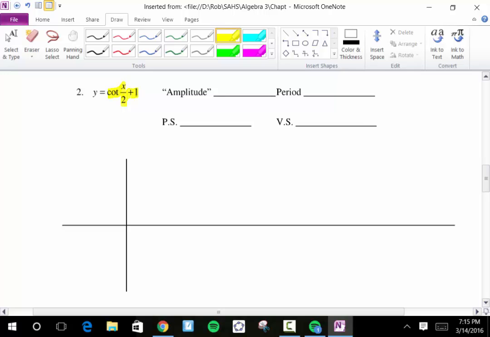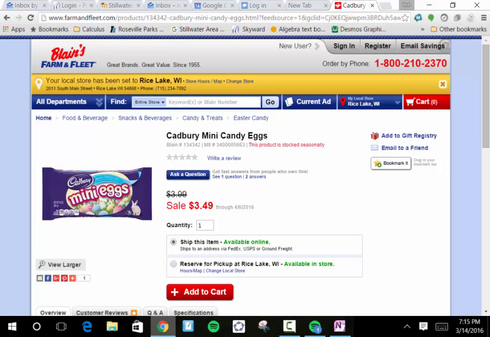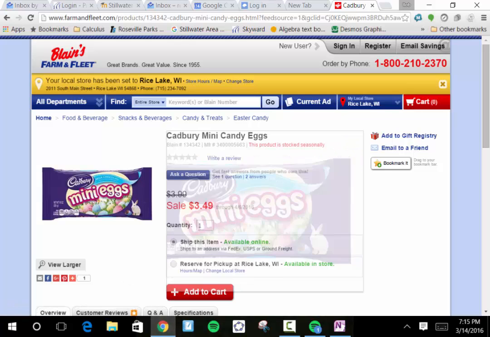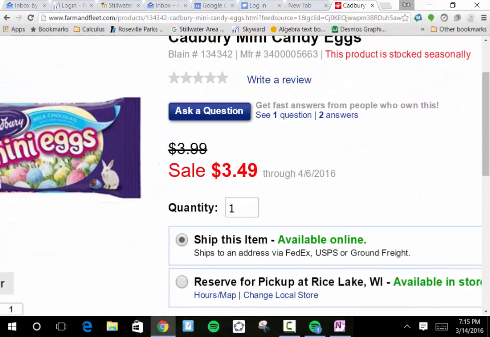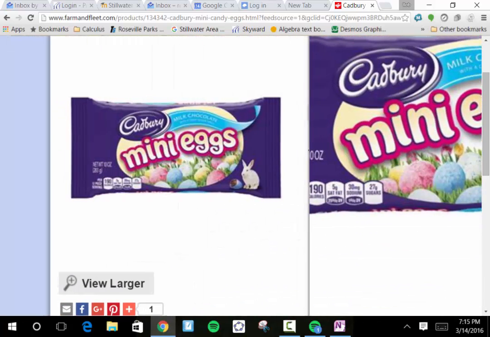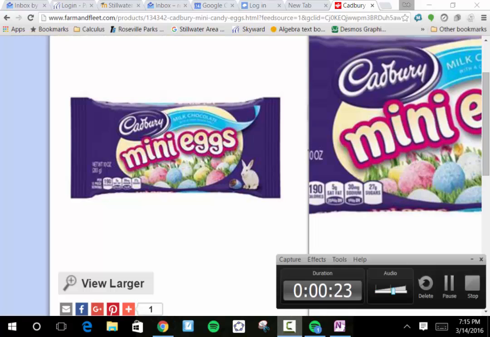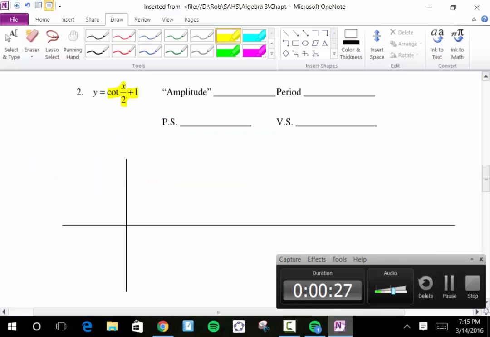Now, before I do that, I need to warn you about something. See these mini eggs right here? They are very addictive, so I don't recommend getting them or you will finish them in one night. So anyway, word of the wise, don't buy them because they're good. Going back, now that we got that out of the way, the important stuff, let's graph this function.